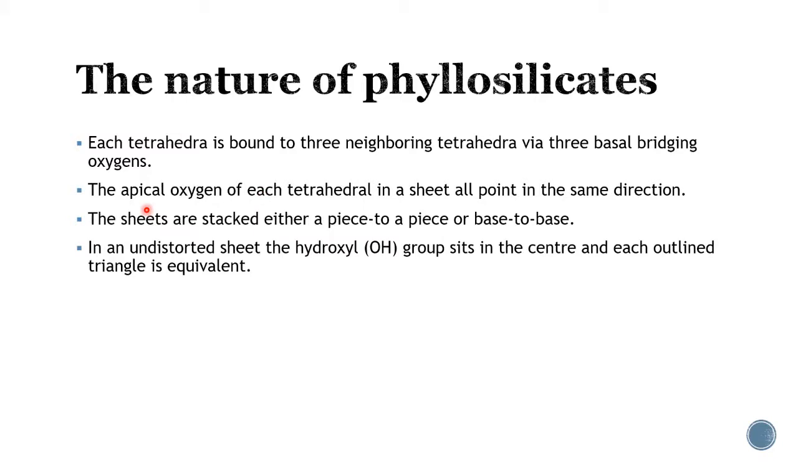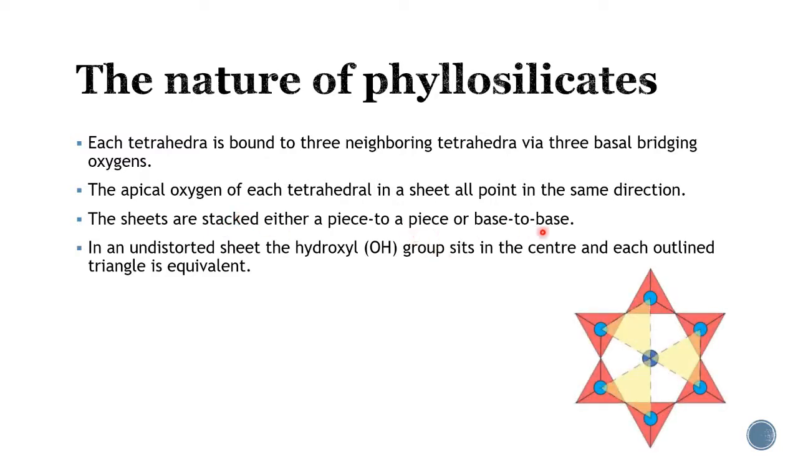The apical oxygen of each tetrahedron in a sheet all point in the same direction. That's what you saw in the diagram. The sheets are stacked either apex to apex or base to base. In an undistorted sheet, the hydroxyl group sits in the center and each outlined triangle is equivalent. Like this is the silicon tetrahedron and this one is the hydroxyl group. In the center are the hydroxyl group and the water molecules.